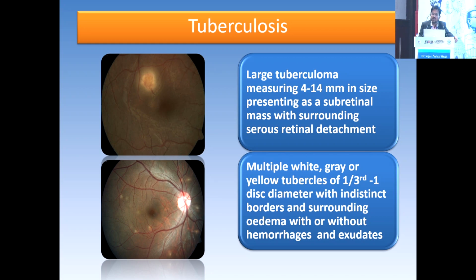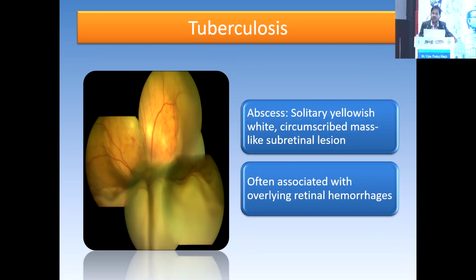But we can also encounter multifocal lesions of tuberculosis, ranging from lesions like millets to 1 disc diameter, with indistinct border and surrounding edema, with or without hemorrhages and exudate. Sometimes tuberculosis can present as a subretinal abscess, which presents as a solitary yellowish-white circumscribed mass-like subretinal lesion, often associated with overlying retinal hemorrhages.